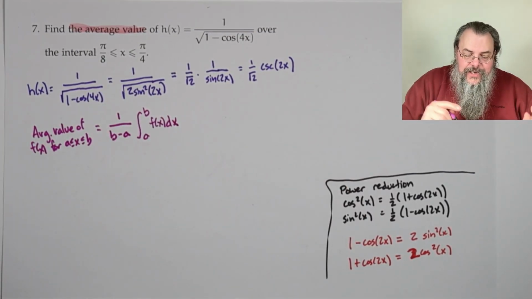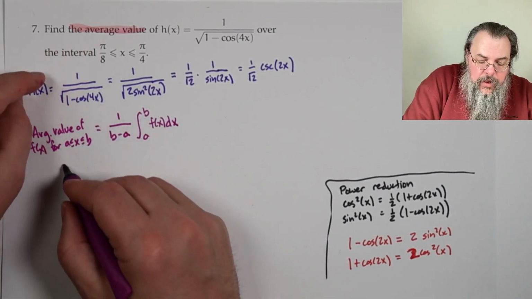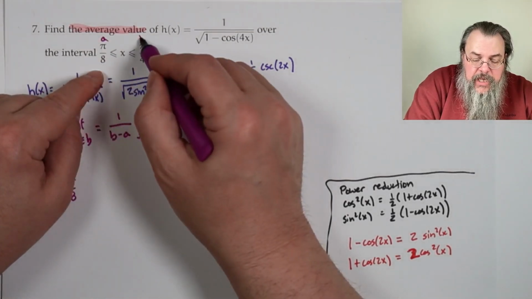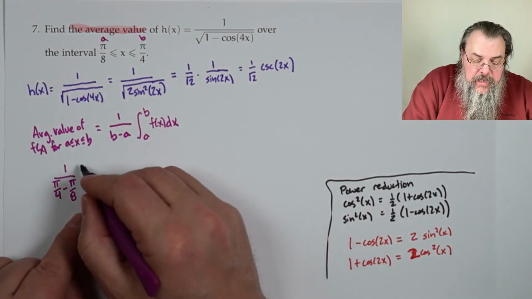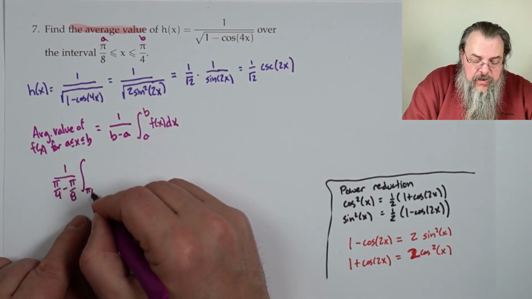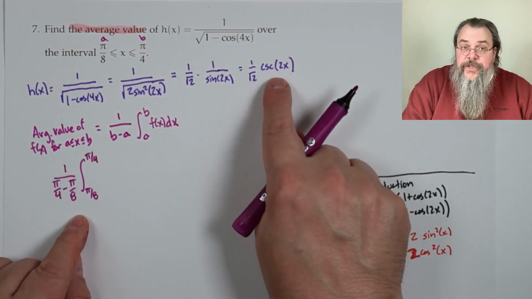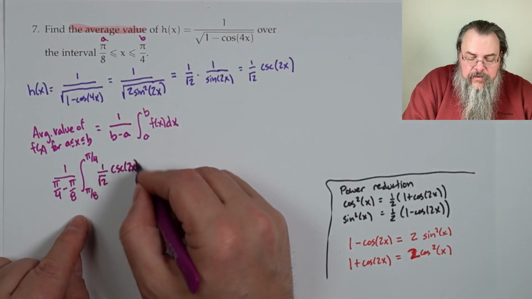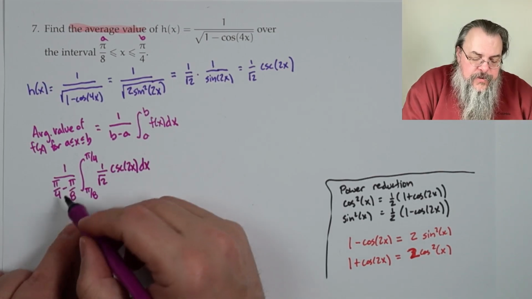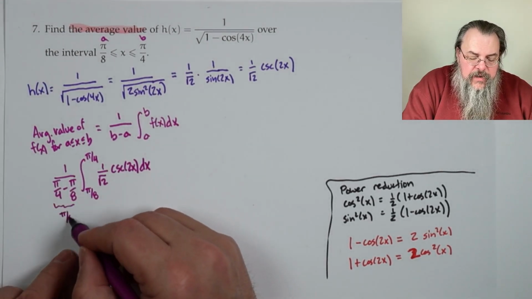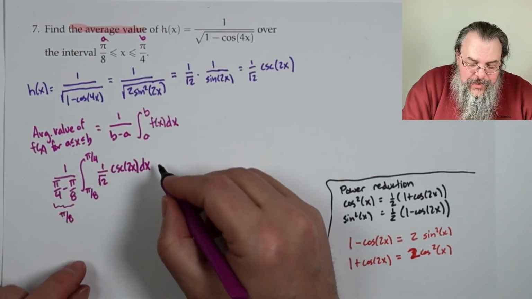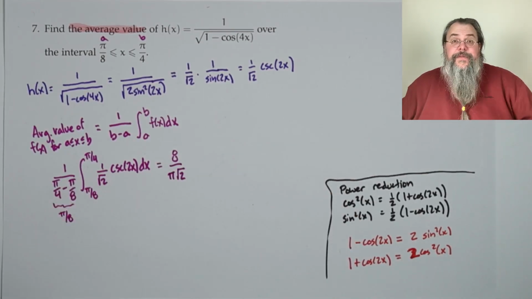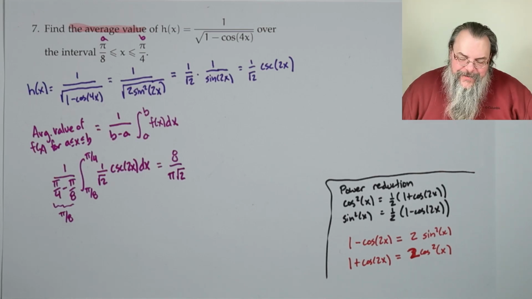So for us, what are we going to be doing? We're going to have 1 over pi over 4 subtract pi over 8. We have our a, b, b minus a. Integral from pi over 8 to pi over 4 of our function, and we'll use the one that we've cleaned up: 1 over square root of 2 cosecant 2x. Now pi over 4 subtract pi over 8 is just pi over 8, and we flip it upside down. So our constant will be 8 over pi and the square root of 2. That's cool. We haven't even integrated anything, and this is a fun number, whatever it turns out to be.